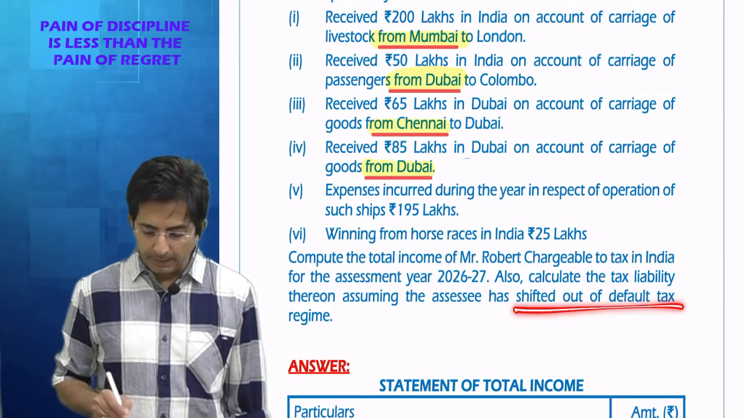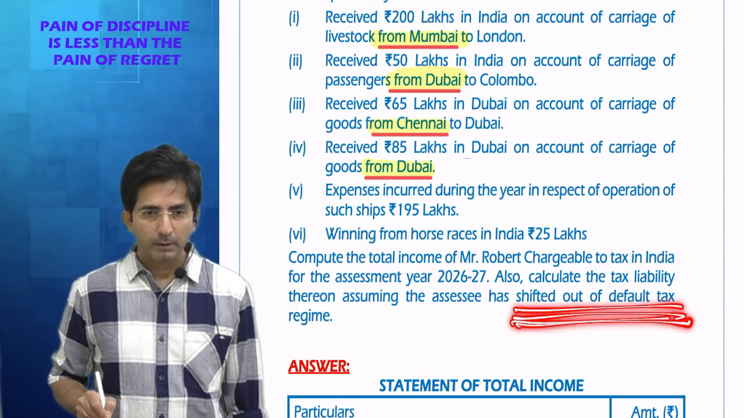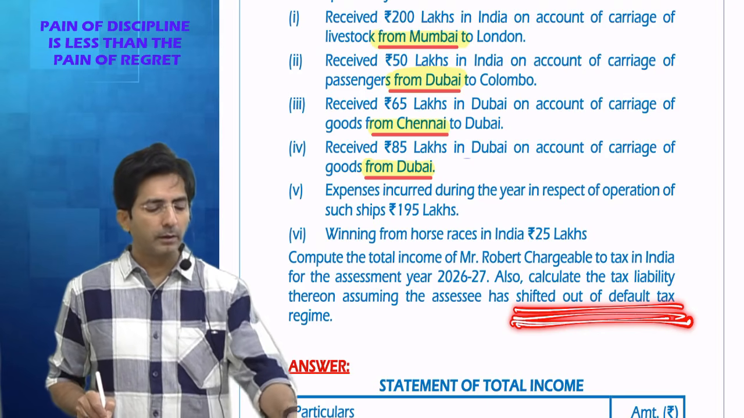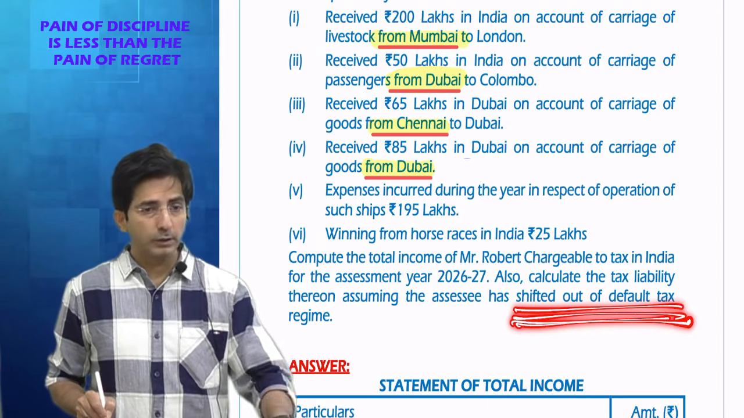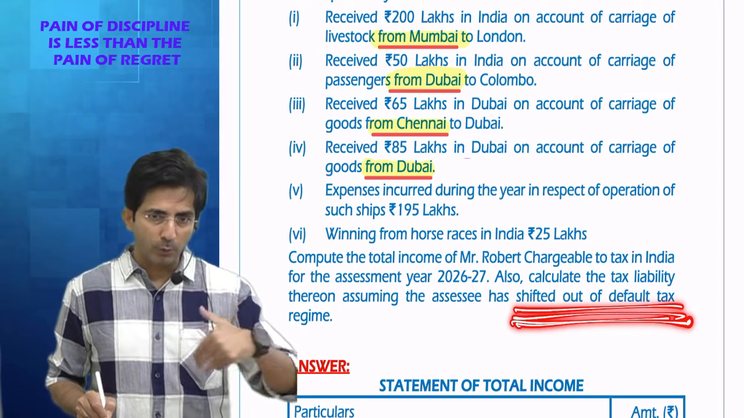Assuming he is shifted out of default regime. You know what is default regime? New regime. New regime is called default regime. And you are shifting out of new, means you are going as per old regime.